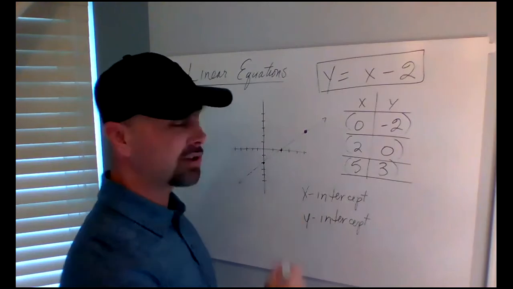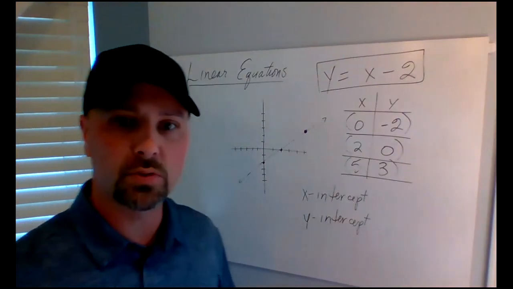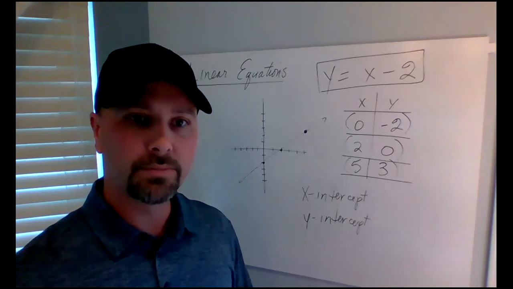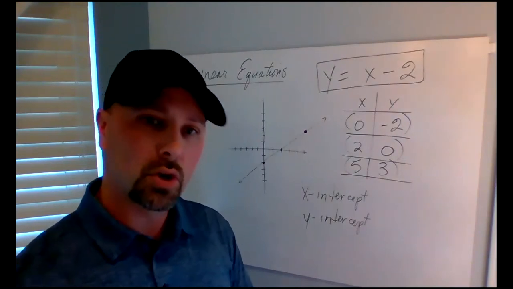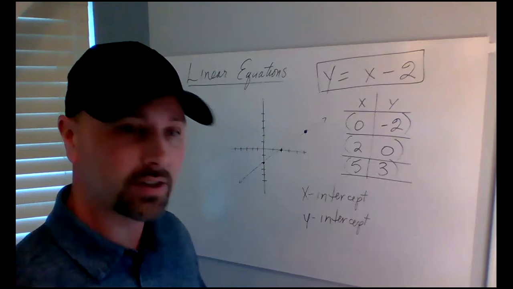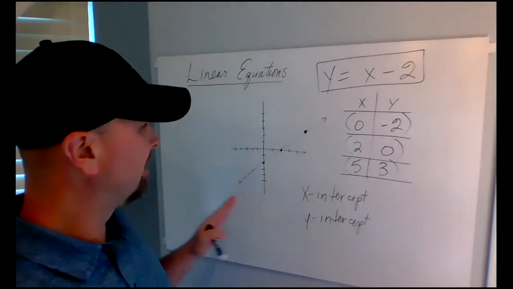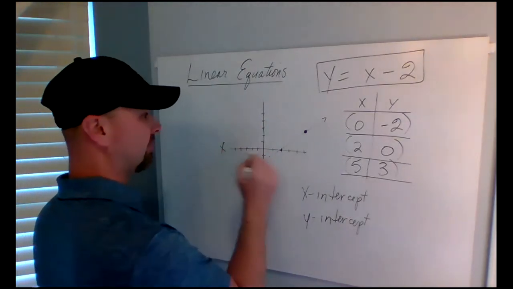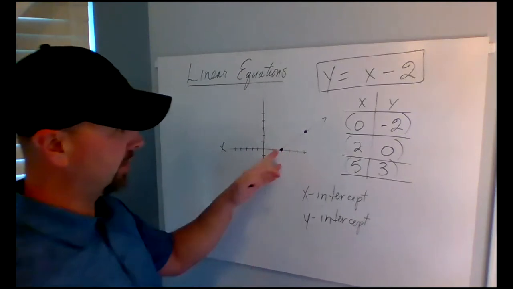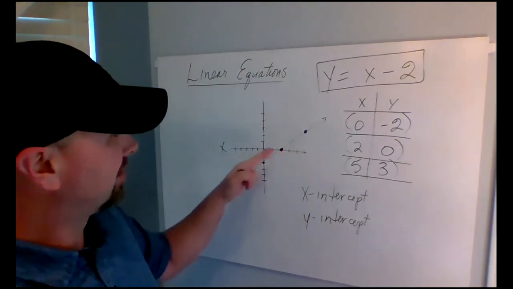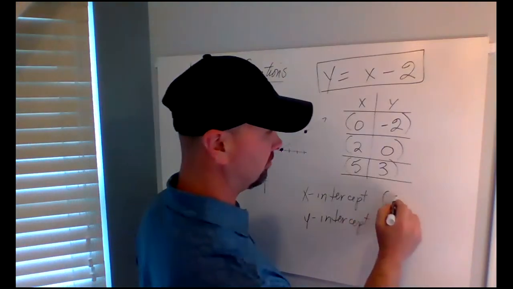I believe we touched on these in earlier videos, but I just want to be clear what they are. So the intercept means where the line crosses either the x or the y, okay? So the x-intercept would be the point that a line crosses the x. Remember, this is the x. So this point here would be the x-intercept, which is (2, 0).